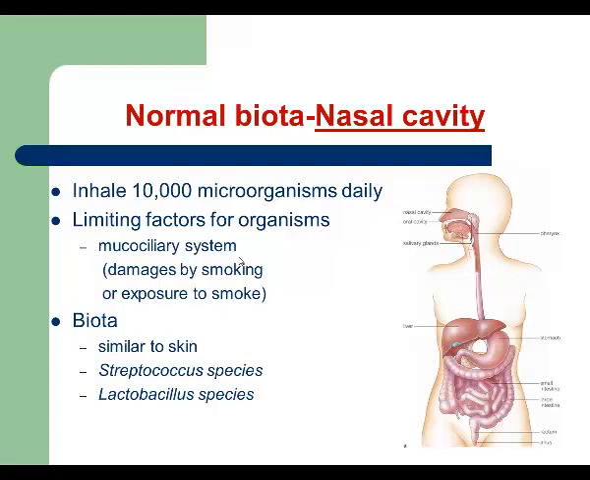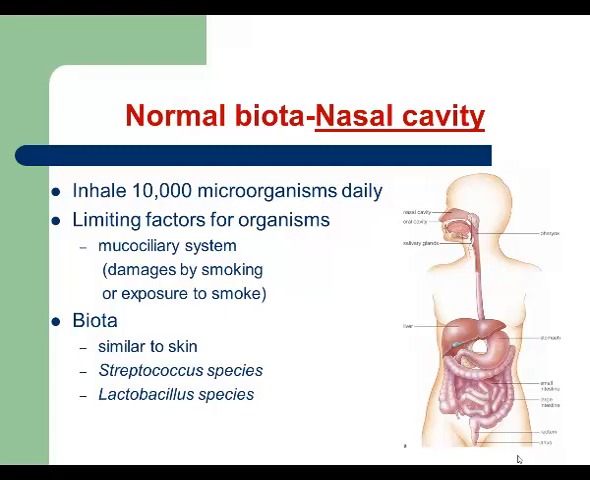And please remember, when patients, for example, smoke and the mucociliary epithelium gets damaged, those patients become prone to upper respiratory tract infections. We inhale more than 10,000 microorganisms every day, and it explains why the upper respiratory tract gets infected more often than any other system of our body.